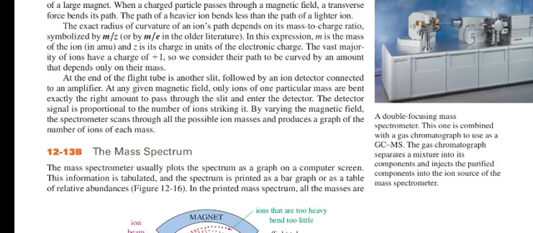At the end of the flight tube is another slit followed by an ion detector connected to an amplifier. For any given magnetic field, only ions of a particular mass are bent exactly the right amount to pass through the slit and enter the detector. The detector signal is proportional to the number of ions striking it. By varying the magnetic field, the spectrometer scans through all the possible ion masses and produces a graph of the number of ions at each mass.